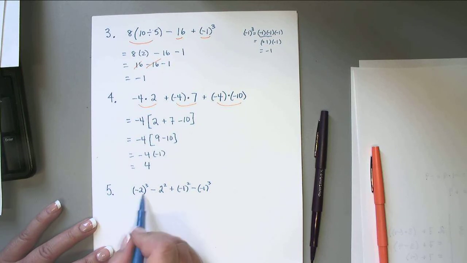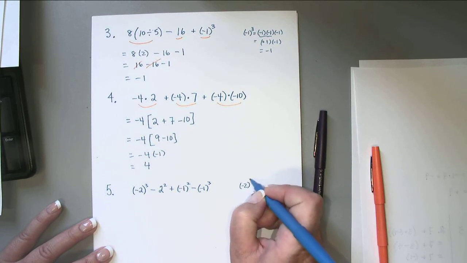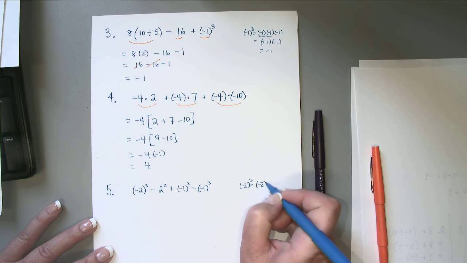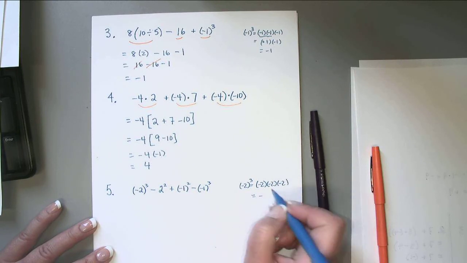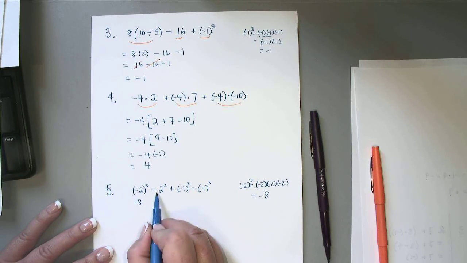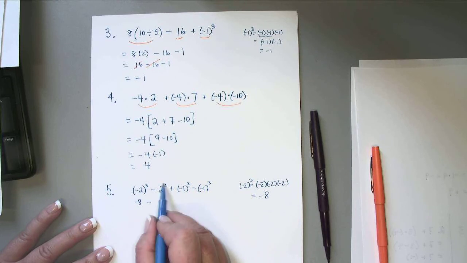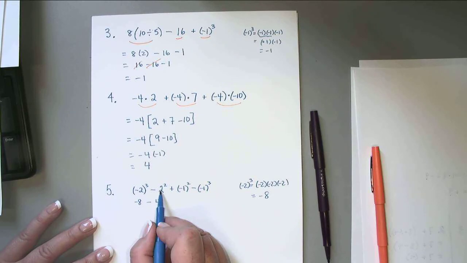So here we've got a negative 2 cubed. So negative 2 cubed is negative 2 times negative 2 times negative 2. Well, 3 negatives make a negative. 2 times 2 is 4, times another 2 is 8. So that's minus 8. Here, this is a negative in front of a 2 squared. So 2 squared is 4. So there's still a negative sign because it's only the 2 that's squared.